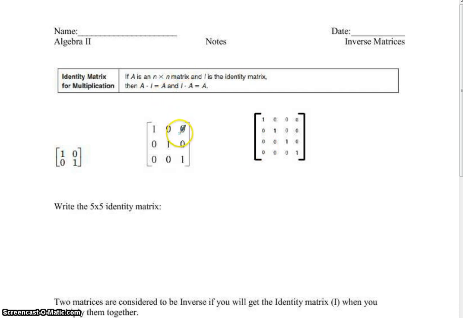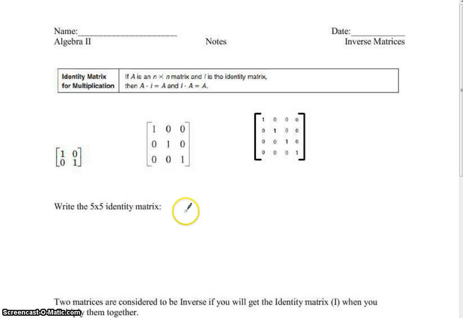An identity matrix is a matrix where the diagonal going down to the right is all ones and everything else is a zero. So the 2 by 2 identity has your ones, everything else is zero. This is a 3 by 3 and a 4 by 4. Your identities are going to be for square matrices.